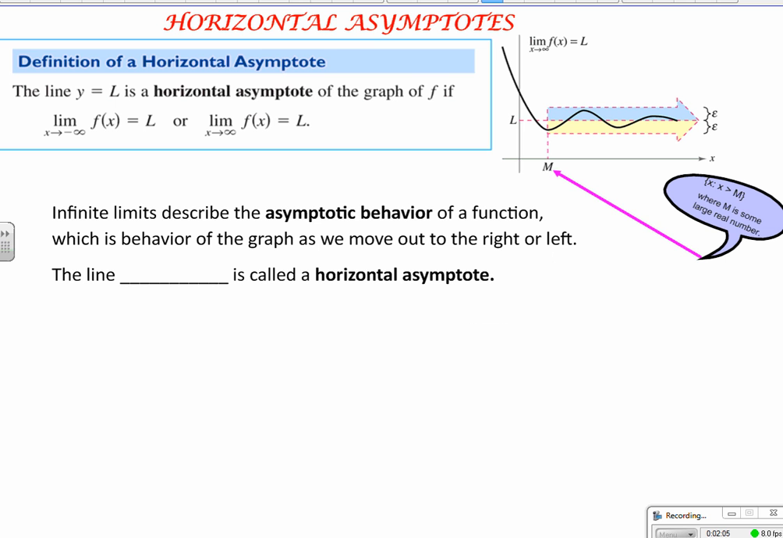Horizontal asymptotes, here's the definition. The limit as x goes to negative infinity of some function is equal to L. If I get a number here, that will represent my horizontal asymptote. It becomes the equation y equals L. Likewise, if I move to positive infinity and I approach some limit L, I have a horizontal asymptote. So y equals L is called the horizontal asymptote.